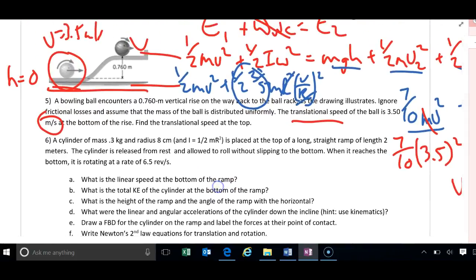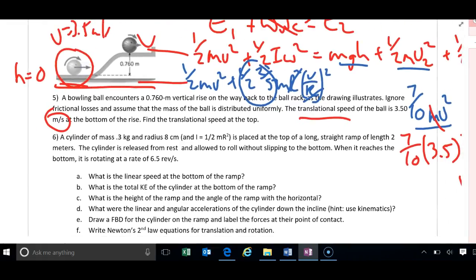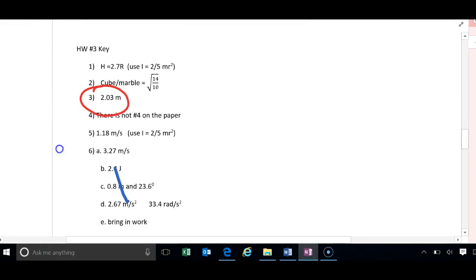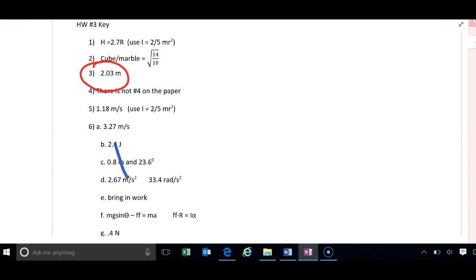Before I even check the answer, let's see if that's reasonable. What's going to happen? As the ball goes up, okay, I am going to lose kinetic energy and gain potential, so I have to have lost velocity. Let's double check now. Is number 5, I believe we had 1.18, and there we go, 1.18.